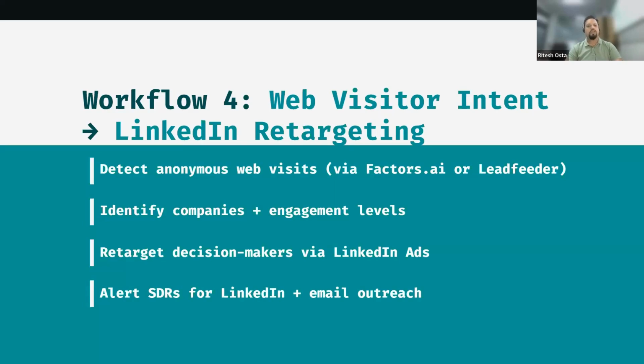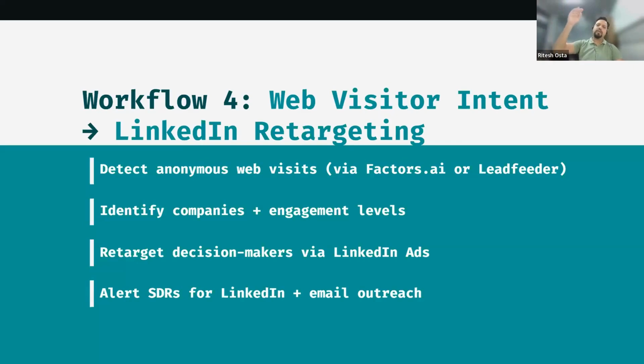So detect anonymous web visits. You can use tools like Factors or Lead Feeder, Sixth Sense, and there are so many other tools as well. HubSpot also has inbuilt features for that. Make a list of companies or profiles, identify the companies and the engagement level. For example, somebody who is visiting your blog may not be as important as somebody who is visiting your pricing page, right? So you need to identify the companies as well as what engagement they are having. Then based on that, create a dynamic segment, okay, and then push it to a LinkedIn ad audience, retarget the decision makers via LinkedIn ads, and alert the SDR for LinkedIn and email outreach.